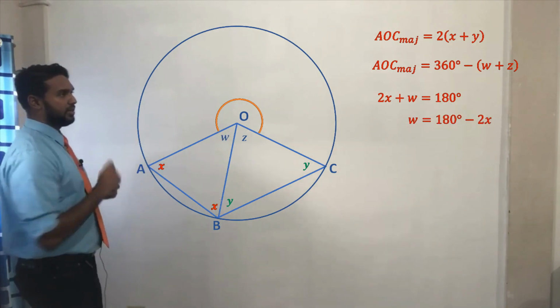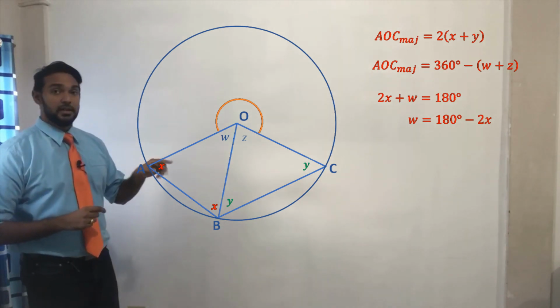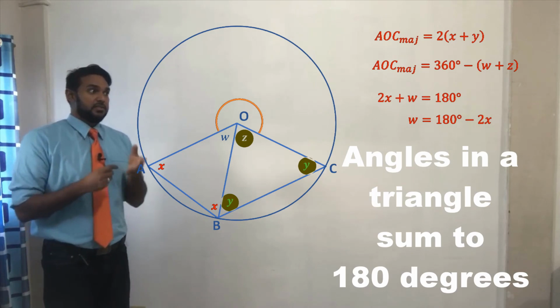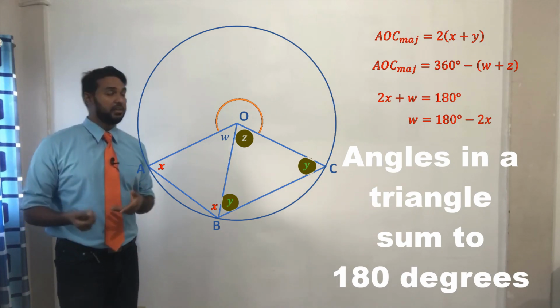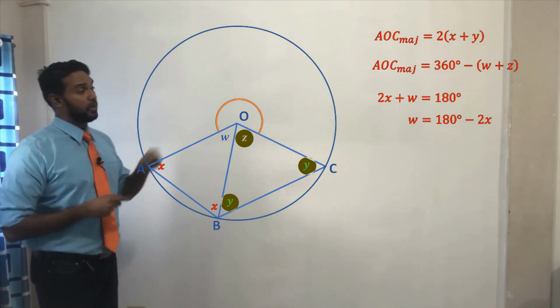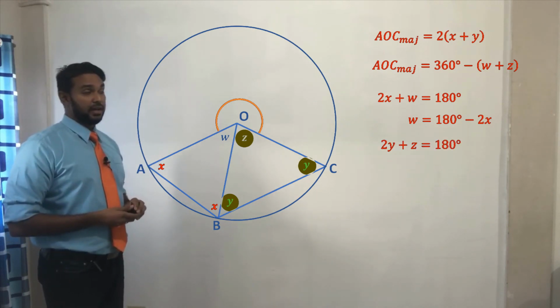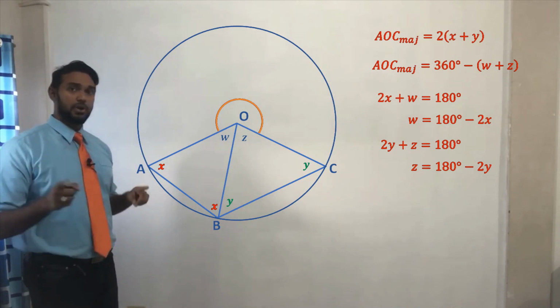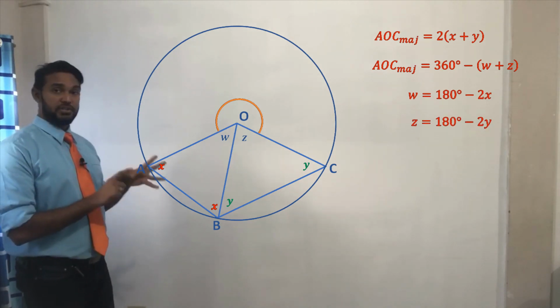Similarly, on the right-hand side, where we have OBC, we have 3 angles there that will add up to 180 because the sum of the angles in a triangle is 180 degrees. So y plus y plus z is 180 degrees, which means 2y plus z is 180. And therefore, 180 minus 2y will give us back z. So now we have our 2 expressions that we need.